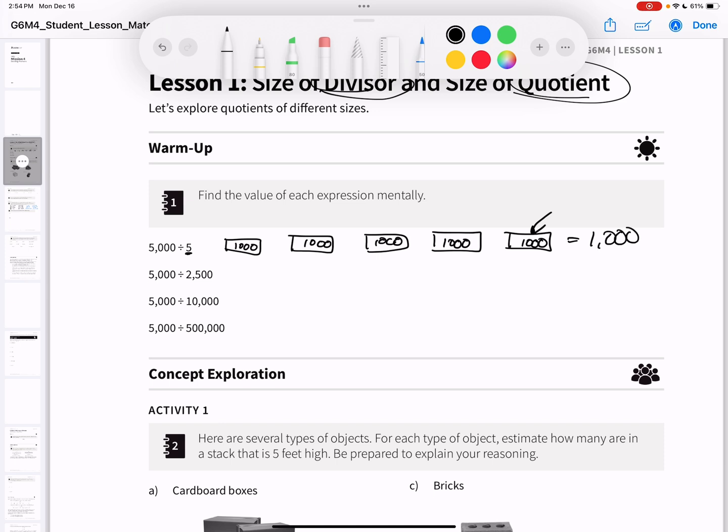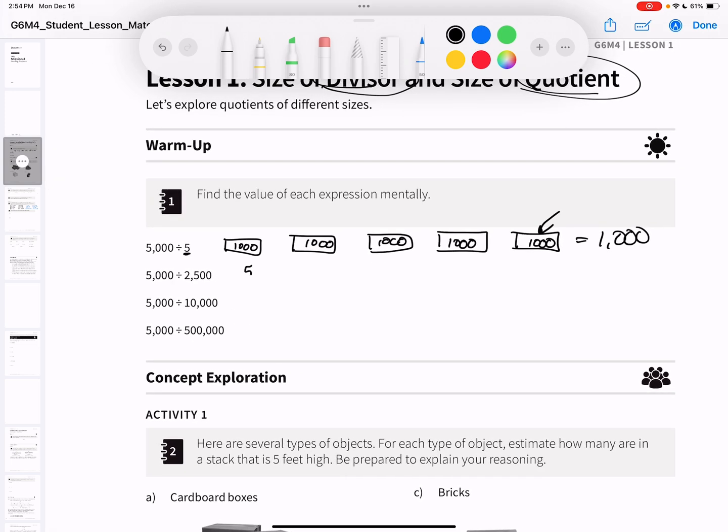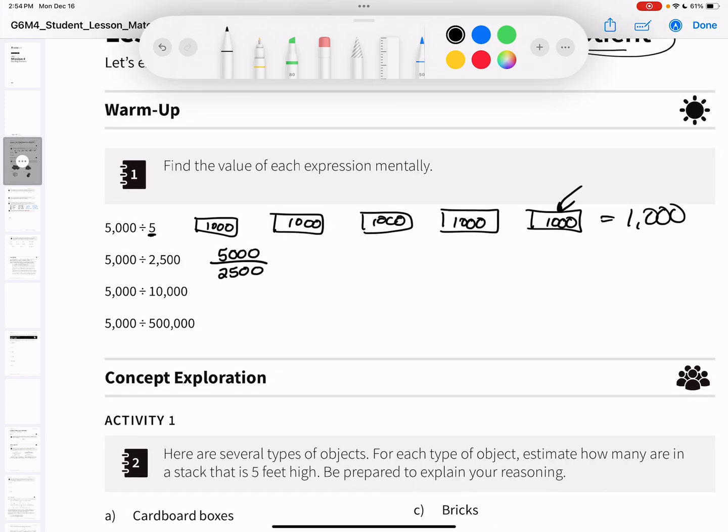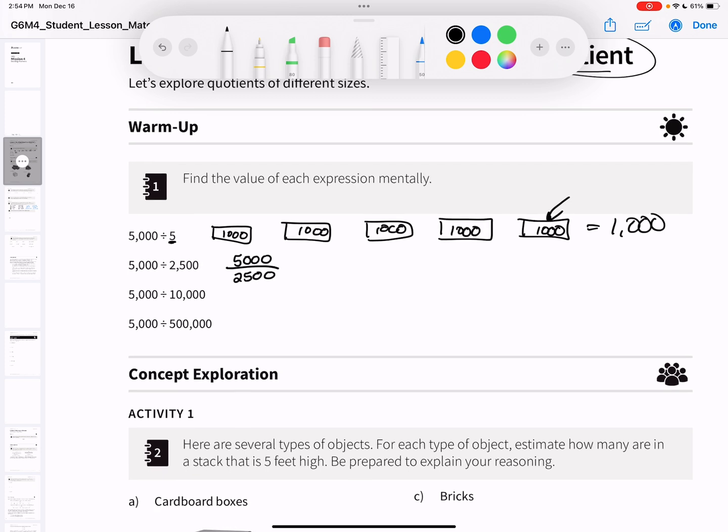Okay, now I'm doing 5,000 divided by 2,500. In that case, I can do 5,000 divided by 2,500. And we can divide both sides by 100, which gets rid of 2 zeros. So it's really like we're doing 50 divided by 25. Well, I know 25 goes into 50 2 times. So 5,000 divided by 2,500 is 2.